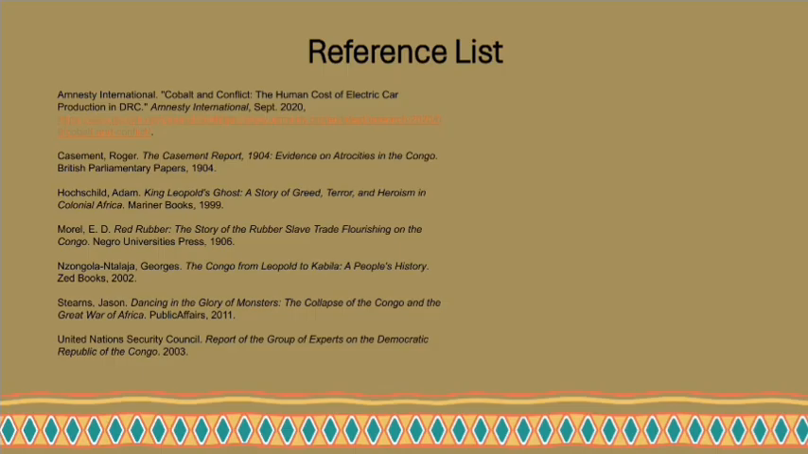And then the last one I used was the United Nations Security Council report on the group of experts on the Democratic Republic of Congo. And it was a report detailing the illegal exploitation of natural resources during the Congo Wars, providing evidence of how neighboring states and international actors funded conflicts by looting minerals.